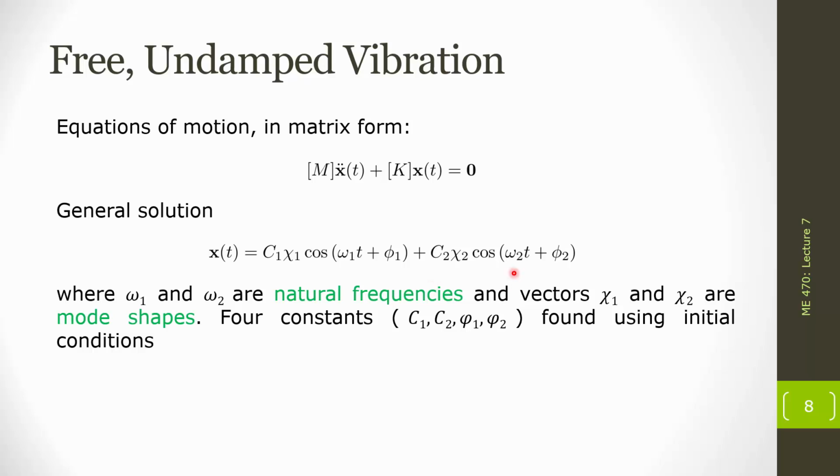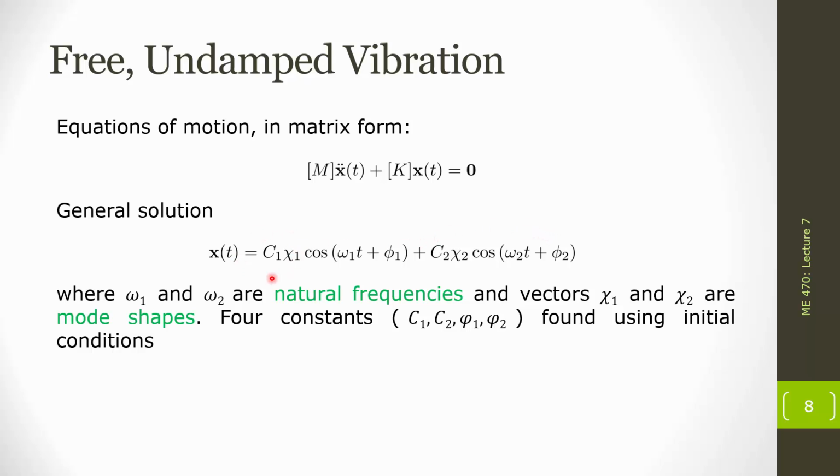Now we have these 2 cosine terms, unlike the 1 cosine term that we saw for 1 degree of freedom systems. So they each oscillate at one of our 2 natural frequencies, and they each are going to have this phase delay, a phi1 and a phi2. And those are going to be found, like we saw with the 1 degree of freedom systems, phi1 and phi2 are found using our initial conditions.